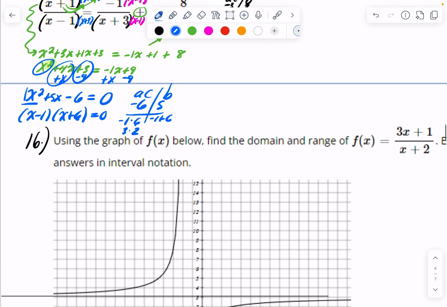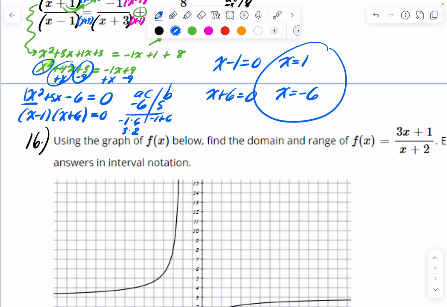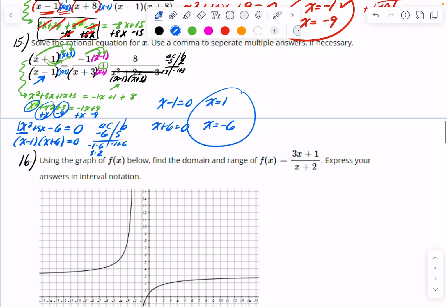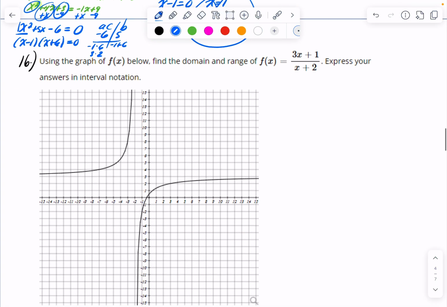So my solutions now, I find by setting my factors equal to 0 when solving. So x equals 1 and x equals negative 6. But 1 was also a restriction. Look back at the original. The restrictions are 1 and 3. So I got to cross that one out. It's extraneous. It says use the graph below to find the domain and range.